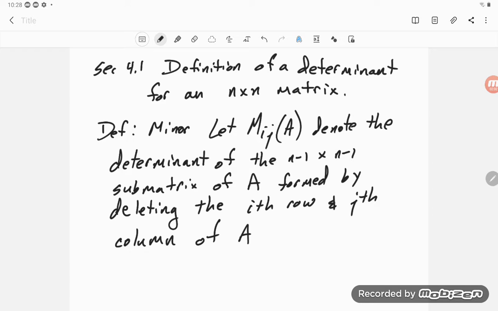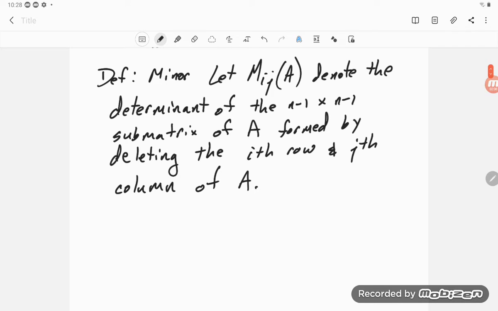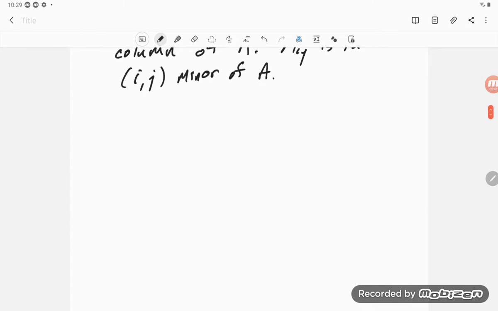Okay, so it's a determinant of a smaller matrix than A. And Mij is the ij minor of A.